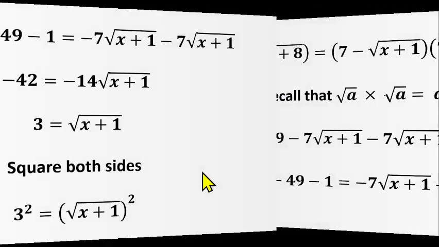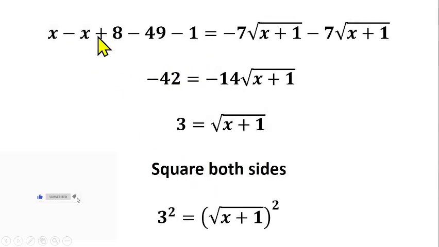Then from there, we can take the like terms. We can sum, x minus x will give us 0. 8 minus 49 will give us minus 41. Then minus 1, that will give us minus 42. Then we know that the minus 7 sqrt(x + 1) minus 7 sqrt(x + 1) will give us minus 14 sqrt(x + 1). We can see this one as minus 7a minus 7a. That will give us minus 14a. So the same thing is applicable here. You'll be having minus 14 sqrt(x + 1).